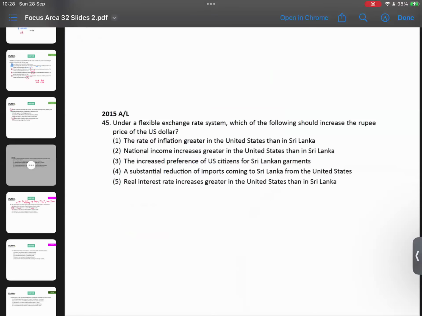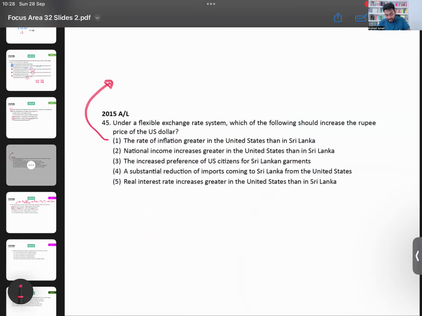Okay, this is 2015 and it's 45. Okay, so we'll go one by one. It's an interesting question. We'll try to analyze all of this. There's a lot of learnings that you can get from this. So if the rate of inflation in the US is greater, what will happen? US goods are expensive, right? So if US goods are expensive, what will the US people do?